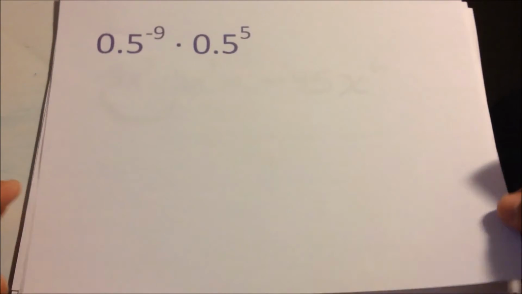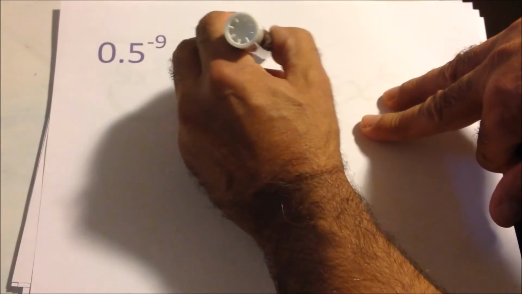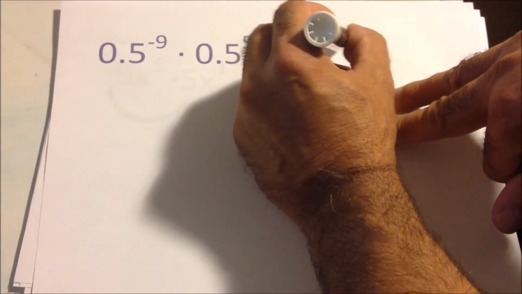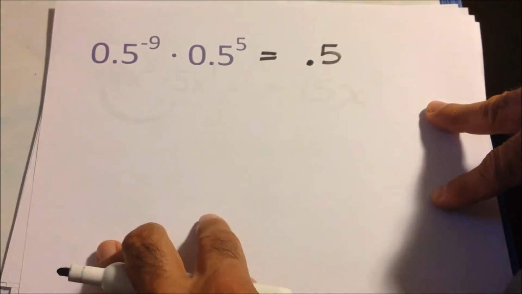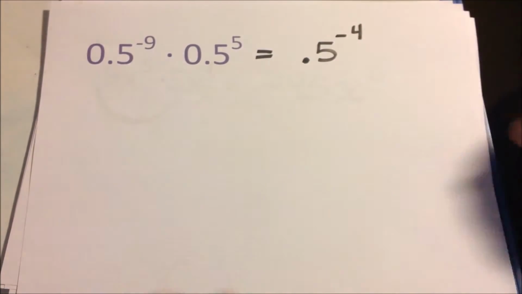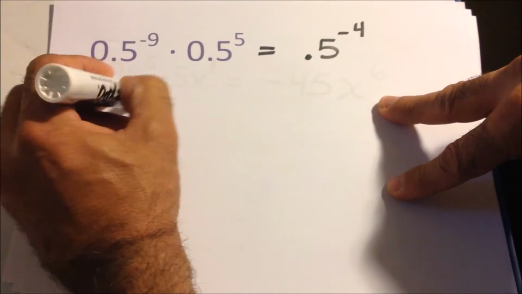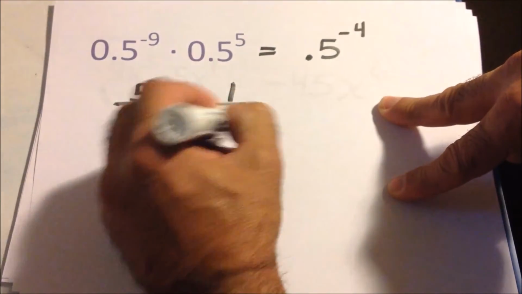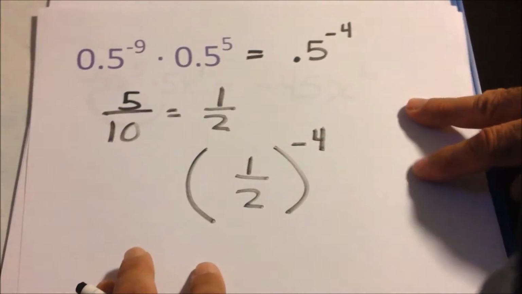What if we had something with decimals? Same thing. What do you think this answer would be? Do they have the same base? Yes, same base. Keep the base. And by the way, you don't have to put the 0 there. You can just put 0.5 if you wish. They have the same base, so add the exponents. Negative 4. 0.5 to the negative 4th power. And by the way, this is 5/10. We know 5/10 is 1/2. So this is actually 1/2 to the negative 4th power.